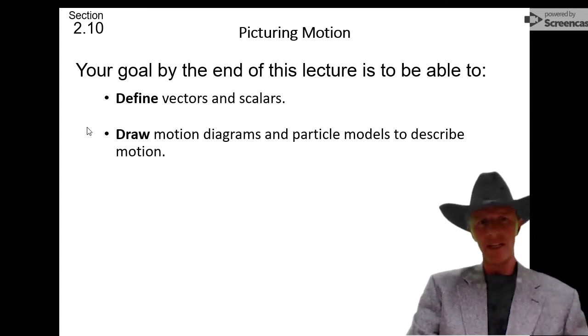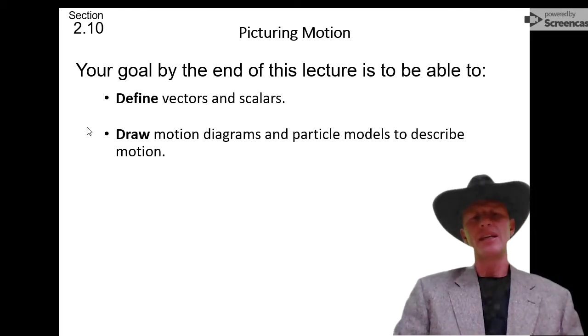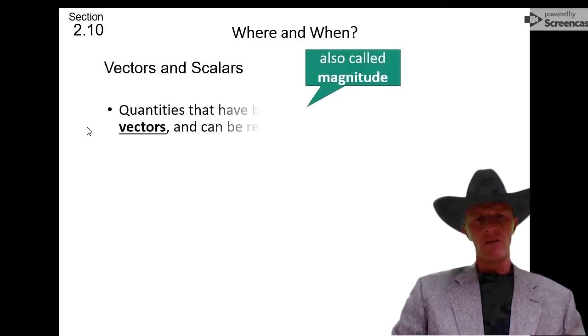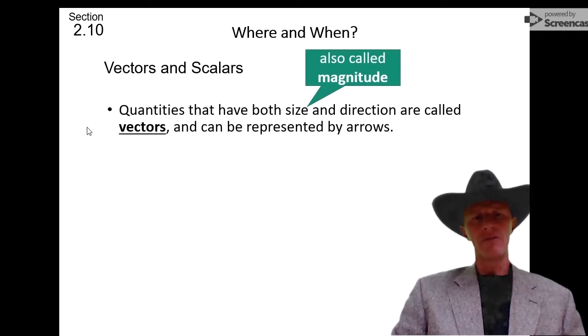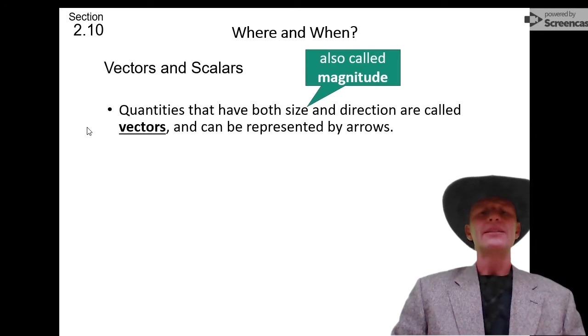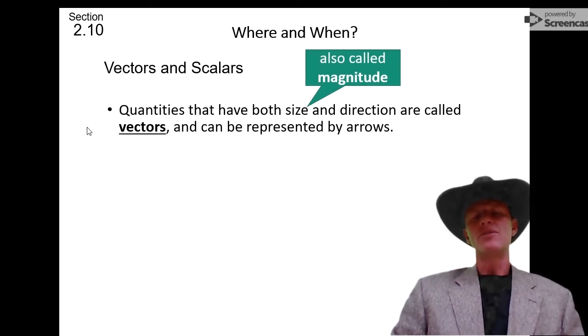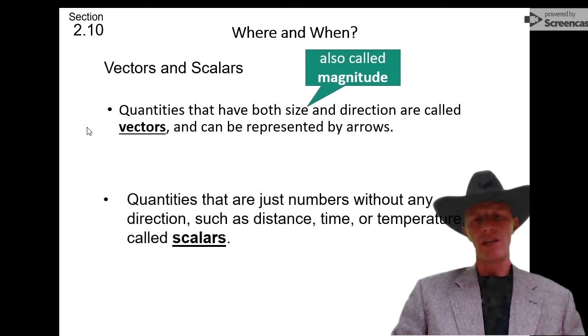Your goal for today is to define vectors and scalars and to draw motion diagrams and particle models to describe motion. All right, so vectors and scalars. Vectors are quantities that have both size and direction. If you can think of something that's measured that needs both how big and a direction, then we can represent it with a vector. And vectors are represented by arrows. I'll show you that in a minute.